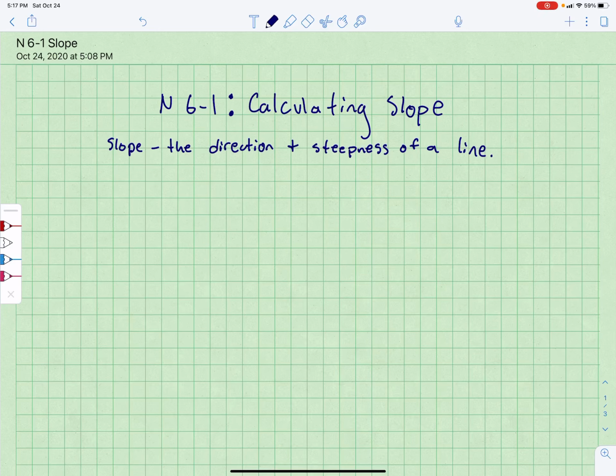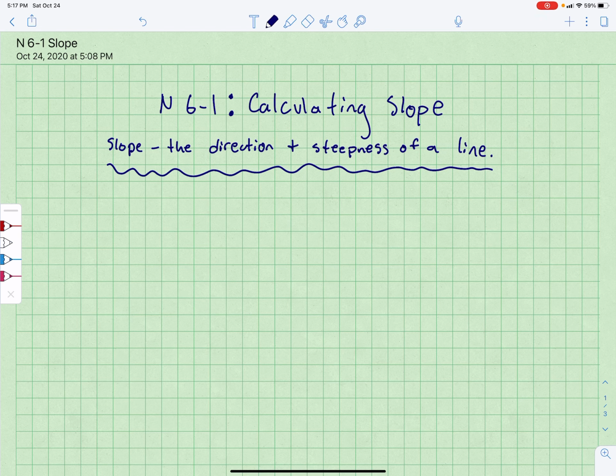Talk about calculating slope, the first thing we need to do is understand what the definition of slope is. A lot of you guys learned this in Algebra 1, so this is some review stuff. So slope is the direction and steepness of a line. The direction is whether it's positive or negative, and the steepness is how steep the line is.